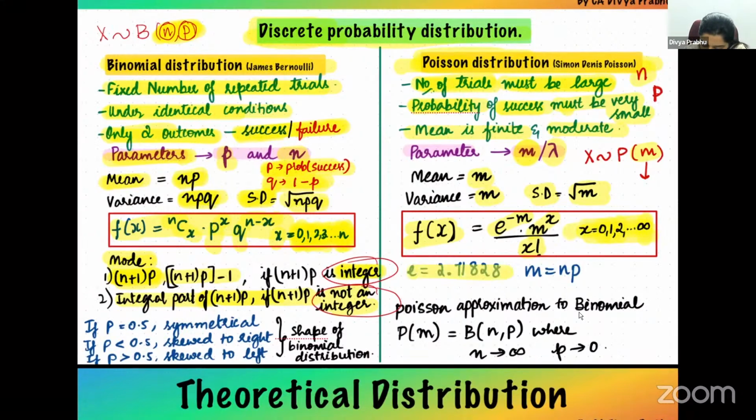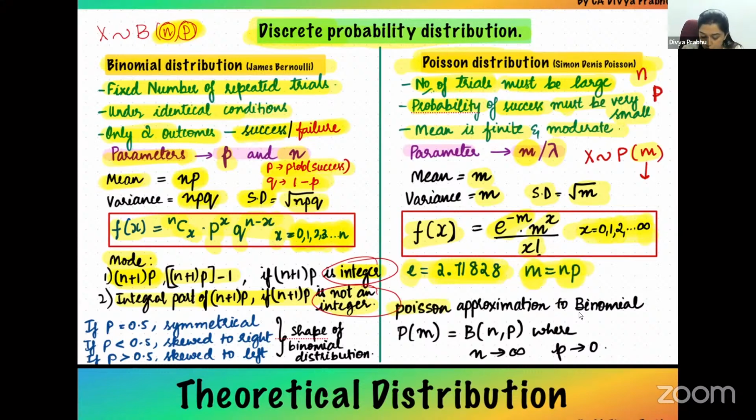Now, sometimes in the question, the e to the power minus m value will be given. If it is given, please take that value. If e power minus m is not given, remember the value of e is 2.71828. It's a constant value, 2.71828. You have to learn this by heart. Generally, here m is equal to n into p. That's why instead of np, we have m here. If we have to find m in the question, it is nothing but n into p itself.